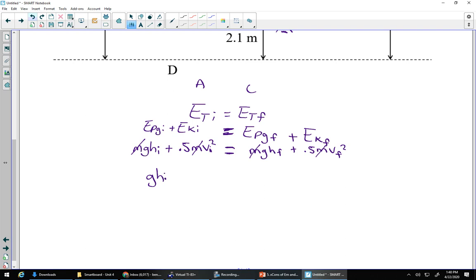So I've got G times HI plus 0.5 VI squared is equal to G times HF. I don't know why I made that F so big. It's supposed to be a subscript. Plus 0.5 VF squared. Okay, so what are we looking for? We're looking for VF squared.